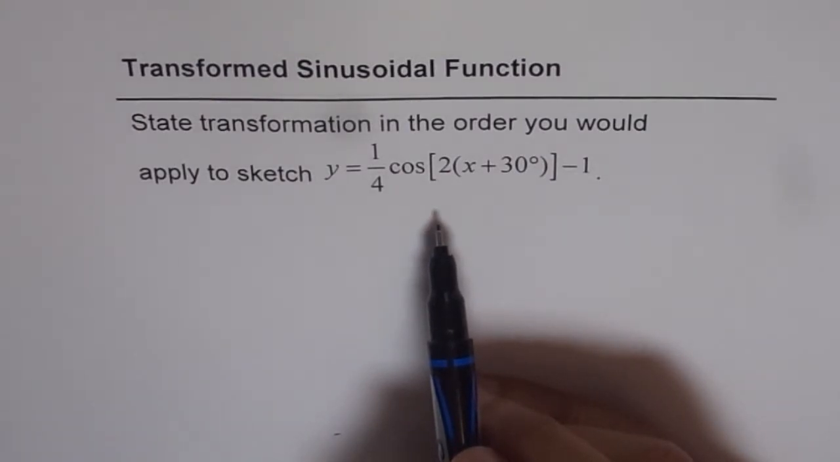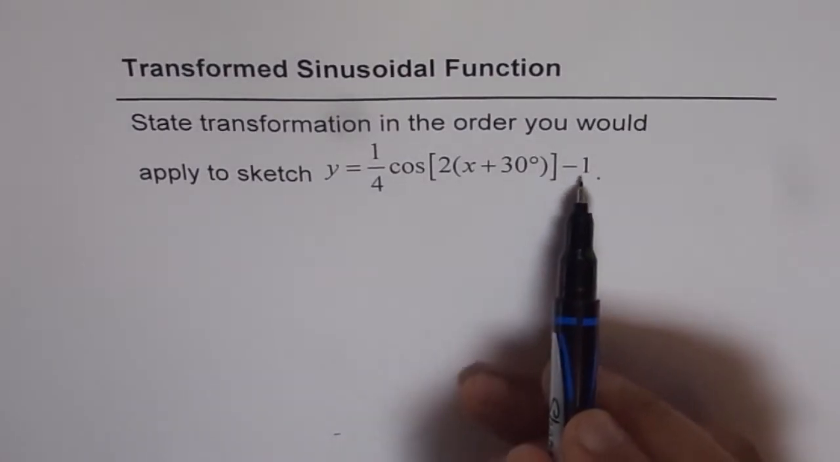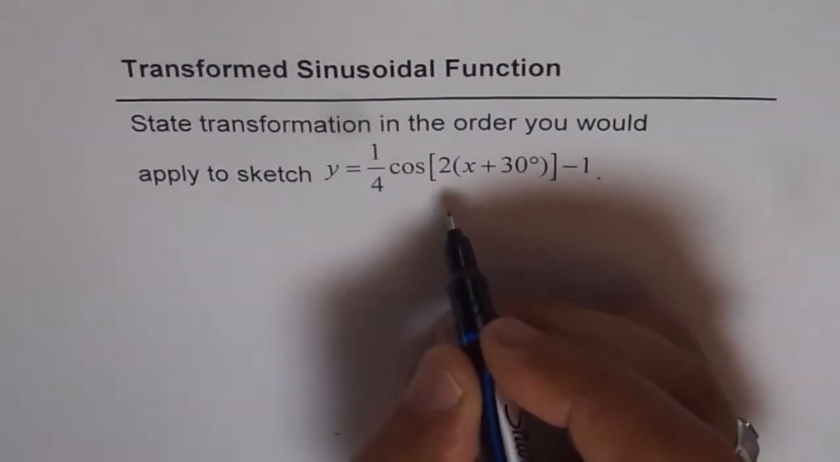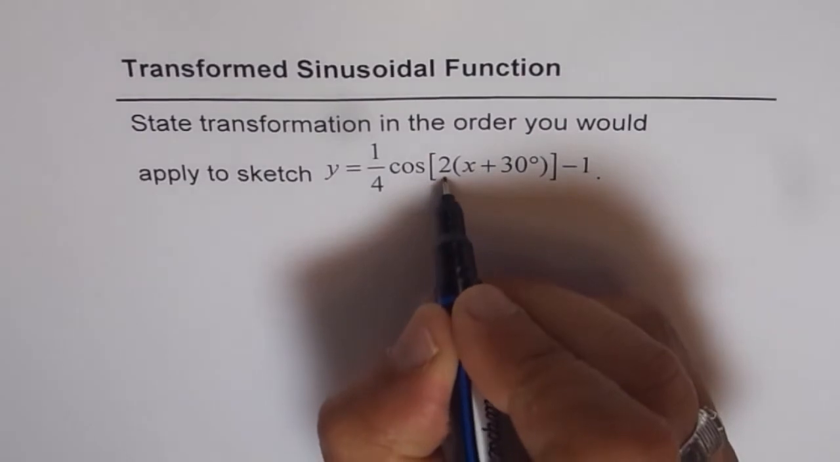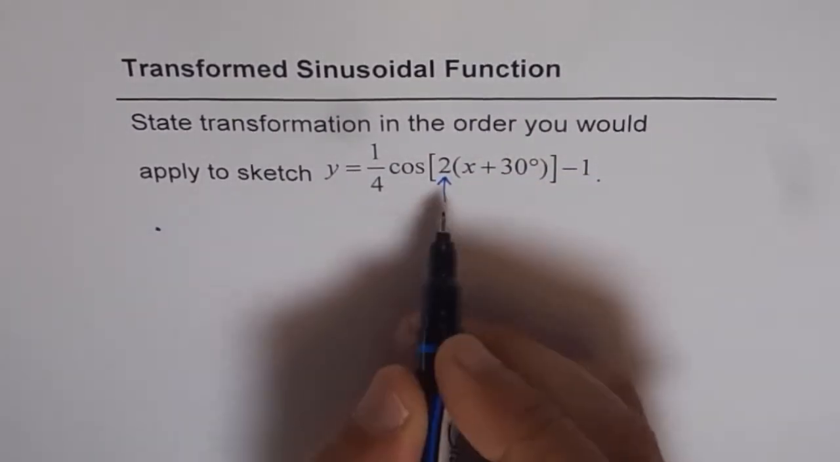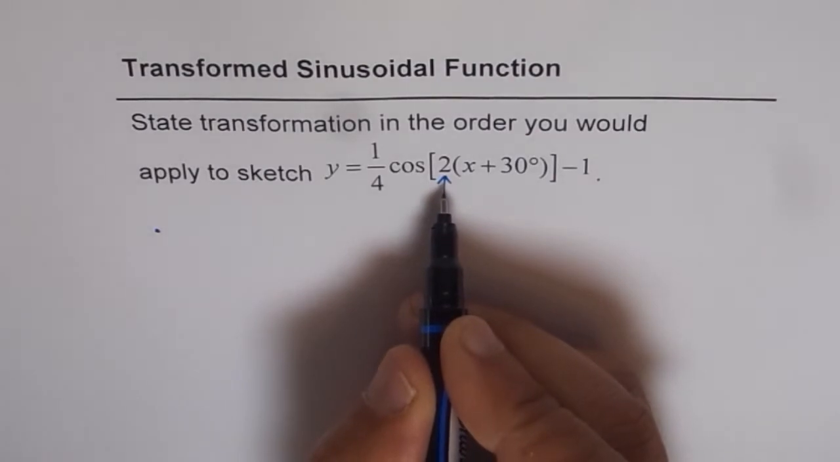Multiplication and division mean stretches and compressions, correct? And then translations, which means phase shift and vertical translation. That is what it means, correct? So let's start from inside out. We'll start with the 2 first, which gives us horizontally compressed by a factor of half.